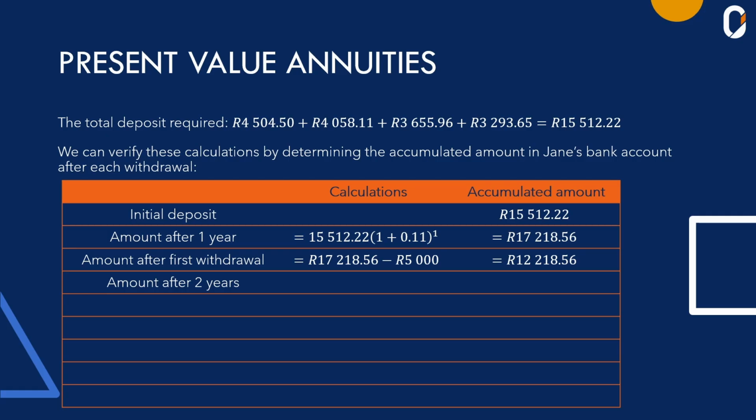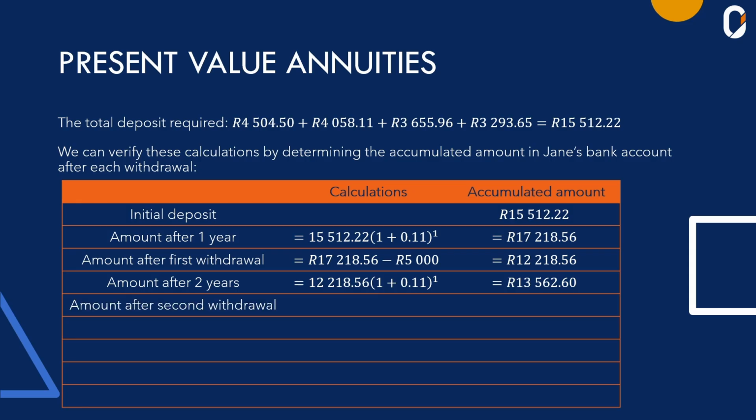and hence we need now to calculate the amount in her account after 2 years. And again we go on and say that money that is in her account after the first withdrawal, which is 12,218.56, all multiplied by (1 + 0.11)^1, because it earns interest for a year and then she withdraws, and hence the n will always be 1, and that will give us a value of 13,562.60.